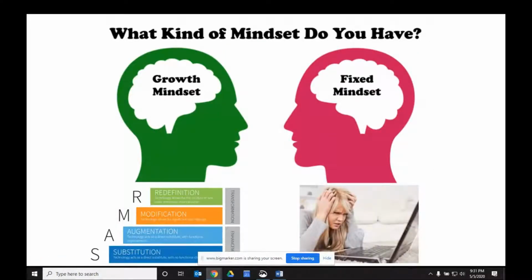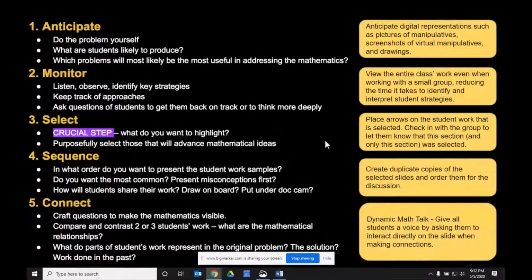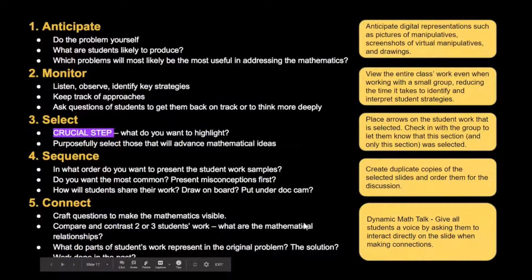And so I put this slide up because I think a lot of people are talking about this in their school. What kind of mindset do you have when it comes to online learning? Is it a growth mindset where you start to wonder, well, I'm not able to do what I did before, but maybe I can do something different or better? Or do we have the fixed mindset of, I can't do this online? And so for me, I use the SAMR model to think about how I can change things to make it better than online. And that led me back to the 5 practices.